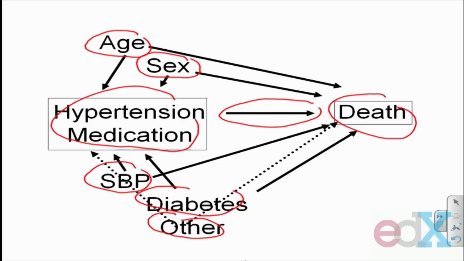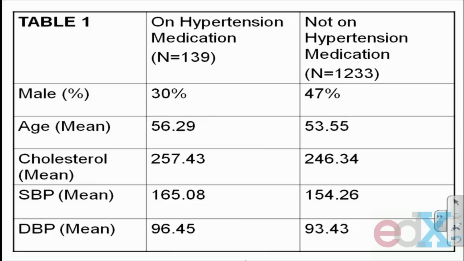So let's first focus on the relationships between these potential confounders and whether a person was on hypertension medication or not. Let's build a table 1 to see how comparable the 139 people who received hypertension medication were with the other people who did not receive hypertension medication. So here's a table 1 you could put into your publication. We had 139 people who received hypertension medication. We had 1,233 who did not.